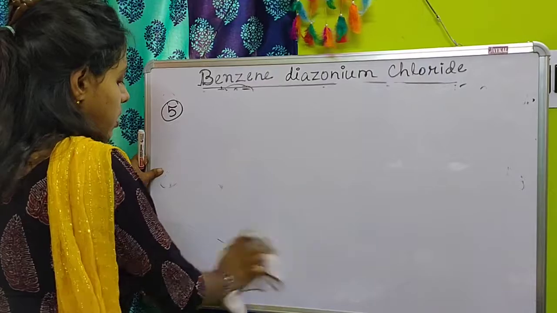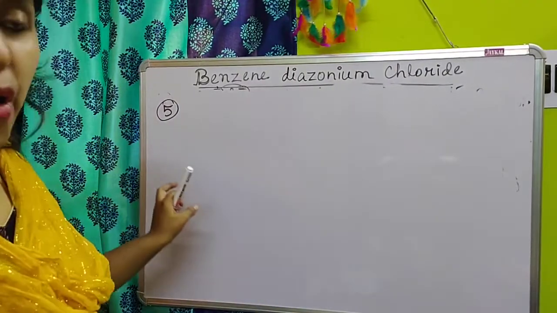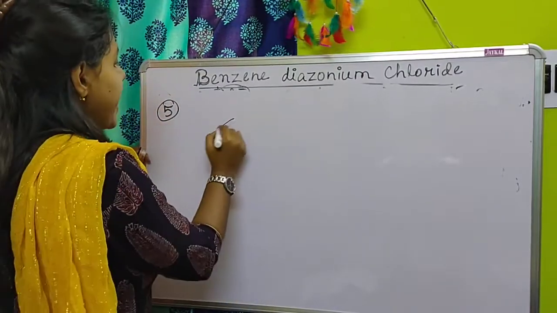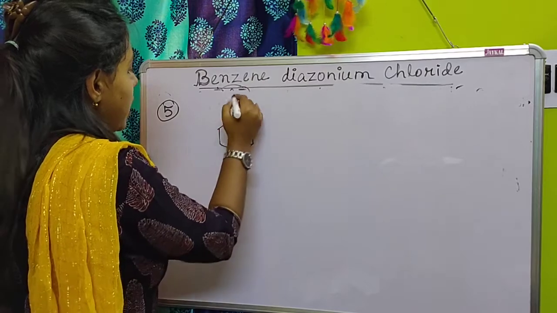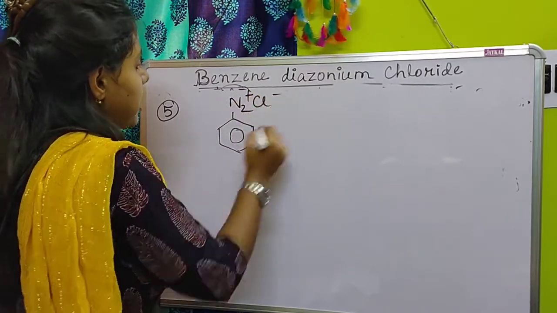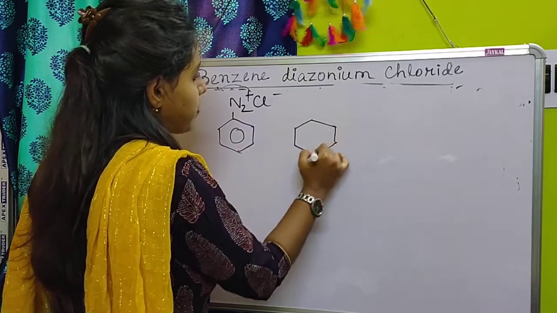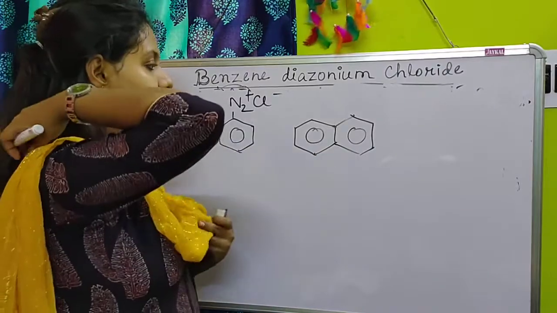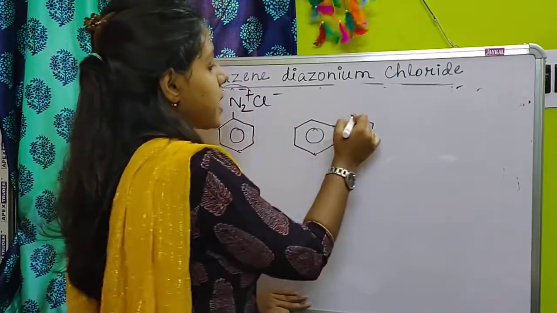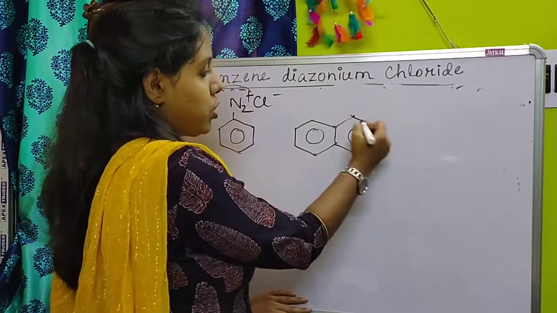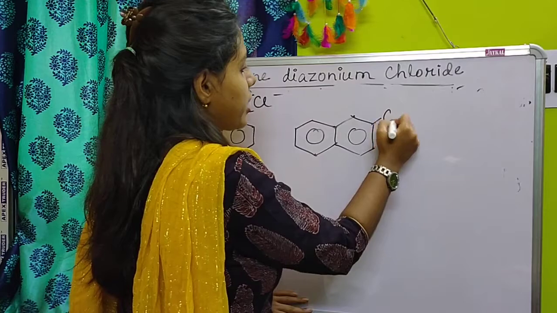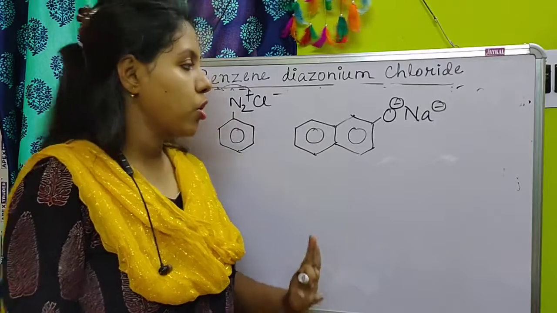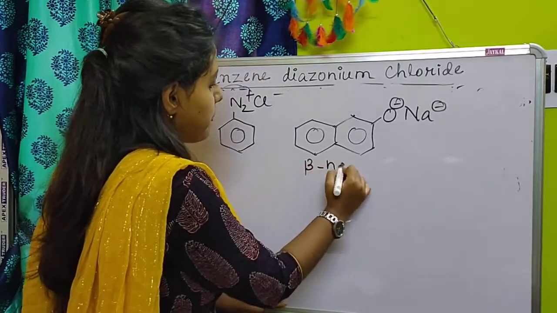Now, one reaction that is used for identifying the presence of diazonium chloride, that is the reaction of benzene diazonium chloride with beta-naphthol. Beta-naphthol has the formula. Naphthalene has the structure like this. Two aromatic rings are present, two adjacent aromatic rings. This is naphthalene. This is the alpha position and this is the beta position. So at beta position there is a sodium salt of OH. So this compound is known as beta-naphthol.